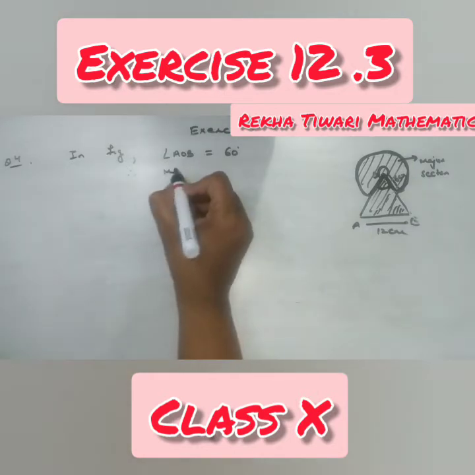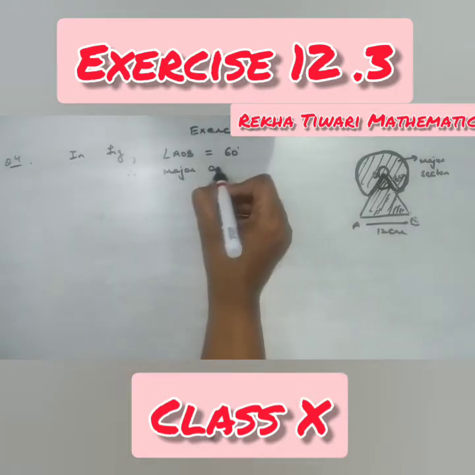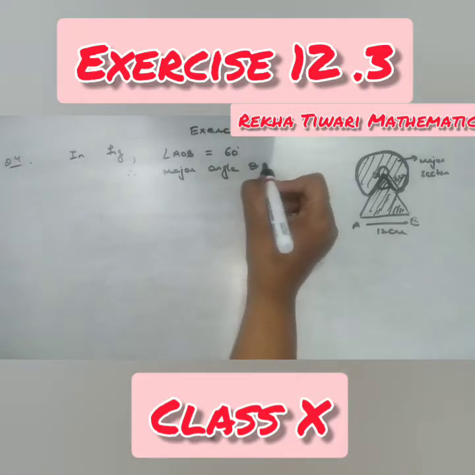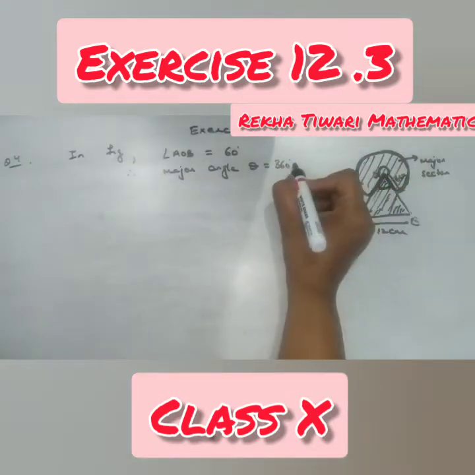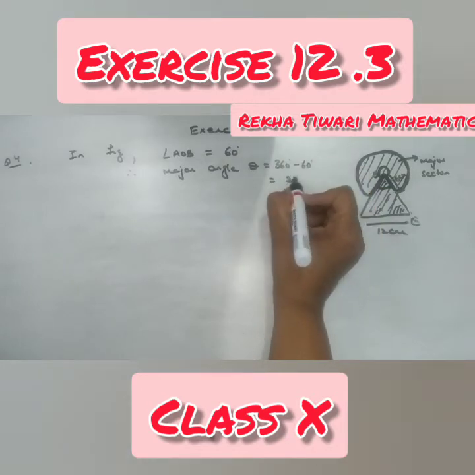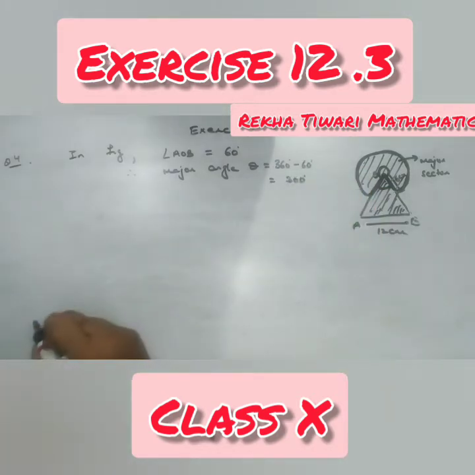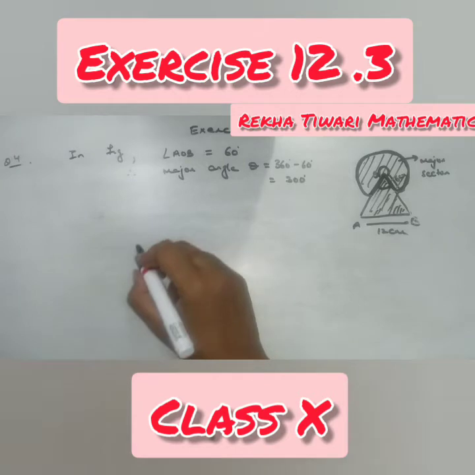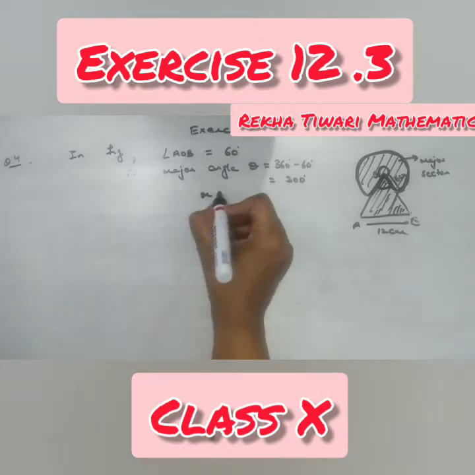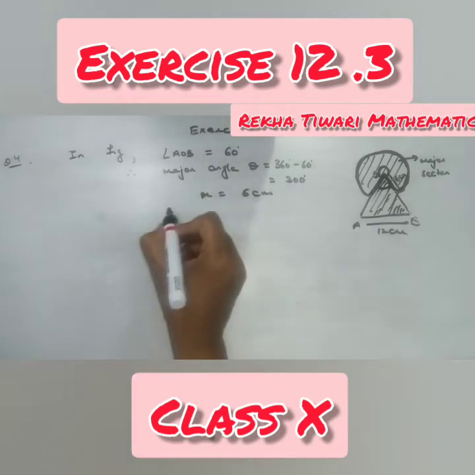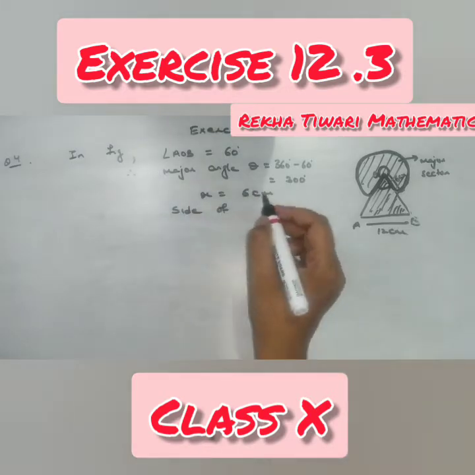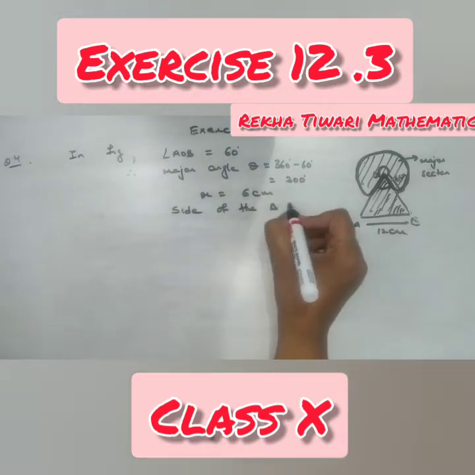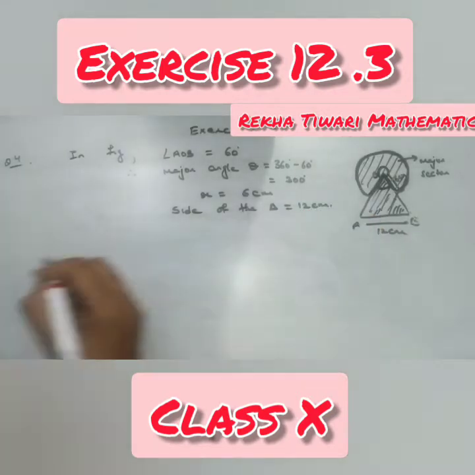Therefore, the major angle theta will be the complete angle, that is 360 minus 60, which gives you 300 degrees. And the radius is 6 centimeter. What else is given? The side of the triangle, that is 12 centimeter.